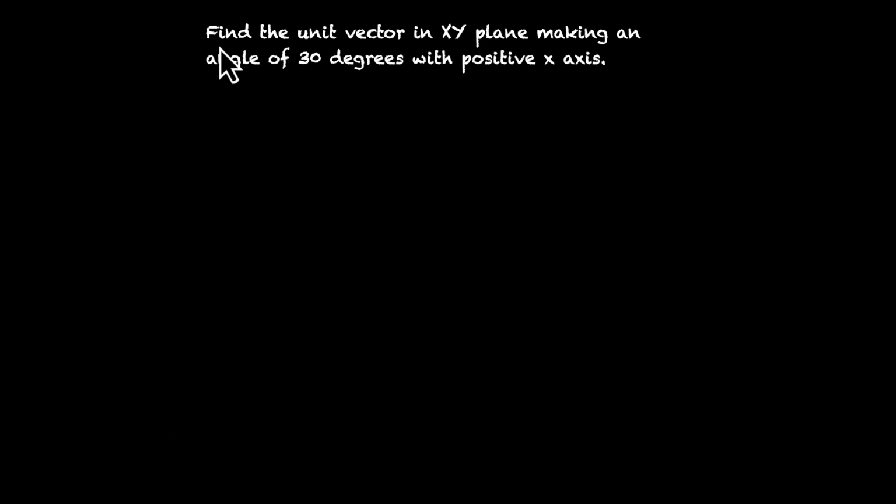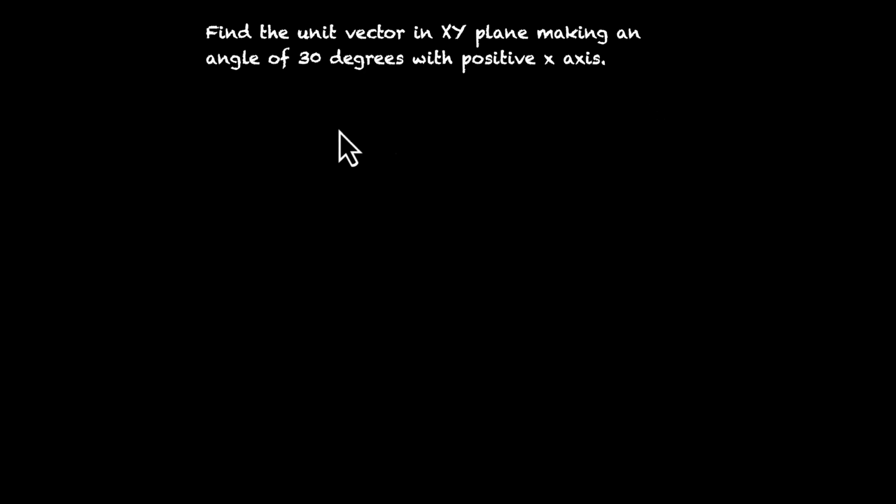Let's solve one more problem. Find the unit vector in xy plane making an angle of 30 degrees with the positive x-axis. So the magnitude is 1. We're looking for a unit vector. And for the direction, we're given some angle with some axis. So pause the video, try this out.